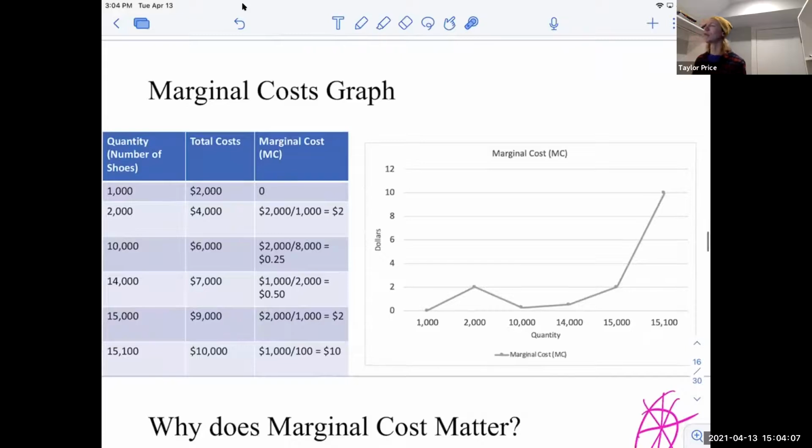As I said, marginal cost is normally a hook-shaped graph. And so we can see here that hook shape, where marginal cost is going to be higher initially, declines to a low number, and then starts to increase exponentially.